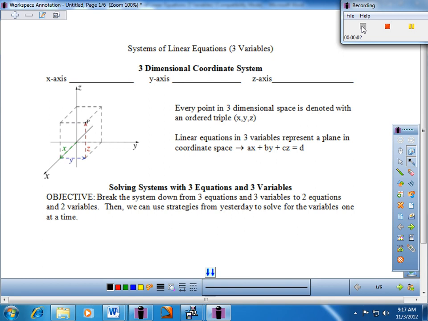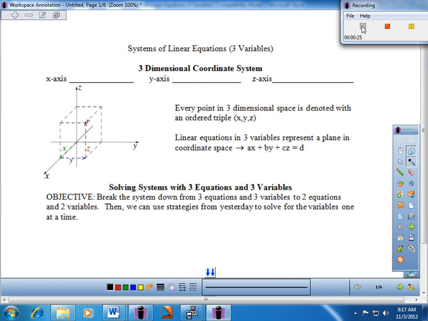Welcome. The title of today's notes is Systems of Linear Equations in 3 Variables. So yesterday we looked at 2 equations in 2 variables and tried to find the ordered pair that makes both equations true. Today we're going to take a look at 3 equations in 3 variables and try to find what is called the ordered triple that makes each equation true.